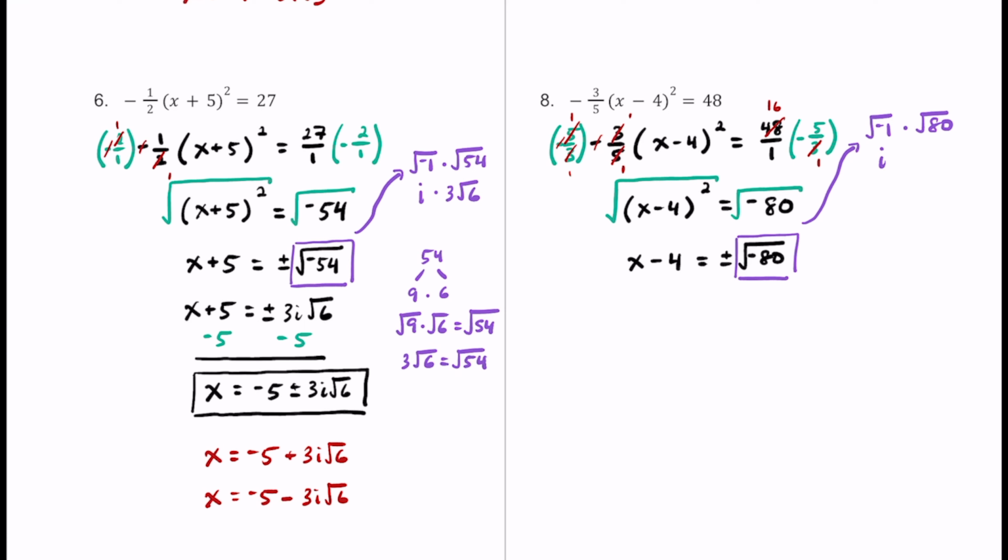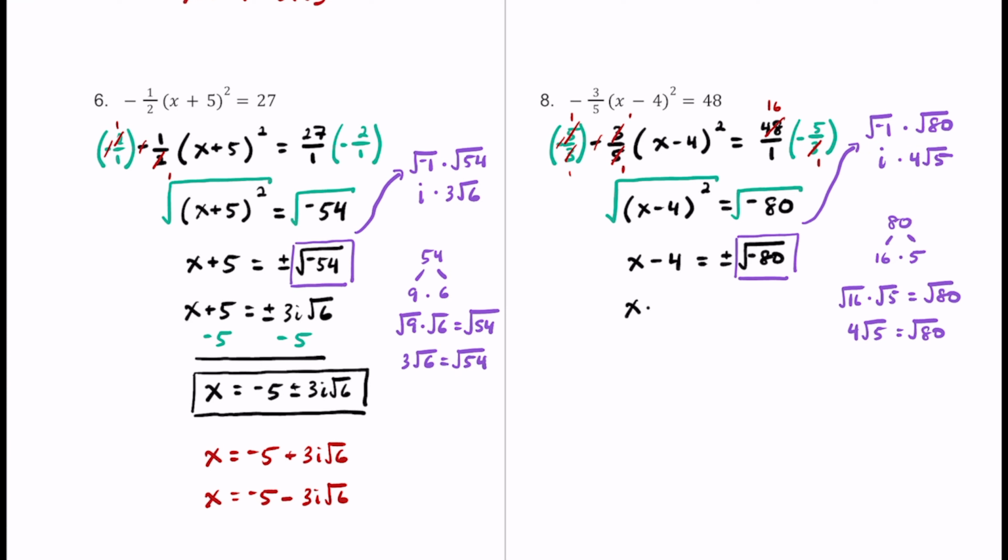Okay, so 80 can break down into, let's see, 16 and 5, right? And 16 is a perfect square. So we can say the square root of 16 times the square root of 5 is equal to the square root of 80. The square root of 16 is 4, so 4 root 5, or 4 times the square root of 5, is equal to the square root of 80. So that's what the square root of 80 simplifies to. And so if we have i times 4 root 5, that's just going to be 4i root 5.